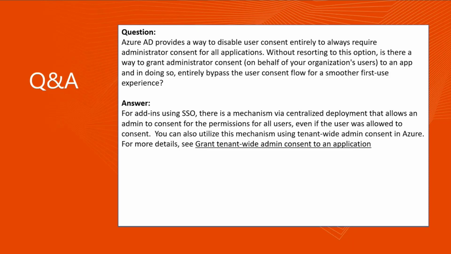So there is the single sign-on piece of our add-in infrastructure. If you use single sign-on with your add-in and you declare it in your manifest and your add-in is centrally deployed, the admin will be asked to consent to the permissions listed inside of your manifest as part of that centralized deployment. And actually, the admin won't be able to deploy the add-in until they do that consent. So that's one way to get past the, hey, I really don't want my users to see a consent screen.